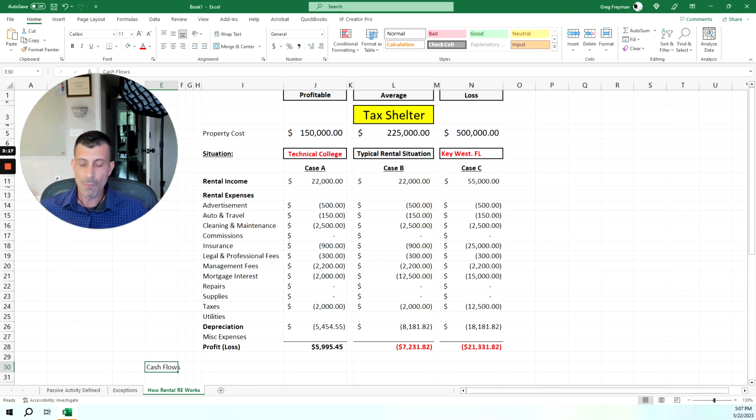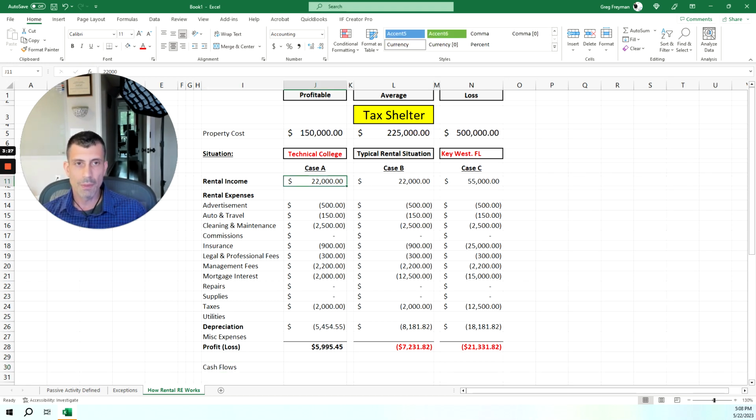All right, so let's just look at the income real quick. Rental income is just rental income. I'm not going to dive into security deposits, but if you have rental income, we're going to assume that in case A, it's $22,000. In case B, it's also $22,000, and in case C, it's $55,000. That would be the rental income, and then from that we need to subtract out all the expenses. After doing that, we're going to end up with a profit or loss.